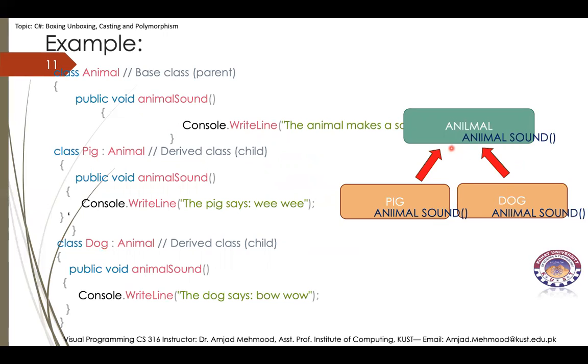And on the other hand, as you know, polymorphism in C# is a little different from other languages. Like in Java, if you have different classes, as you know, we have different classes, these two classes are inherited from the Animal class.